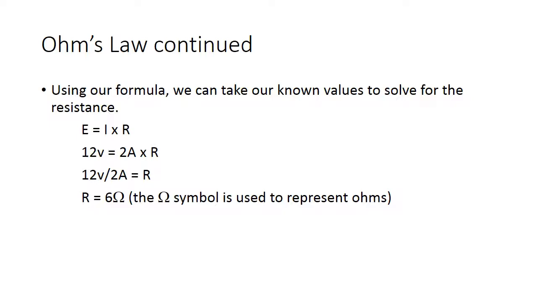What we have to do is rearrange the formula so that R is isolated on one side and the other values are on the other side. So I'm going to divide both sides of my equation by the 2 amps, and that gets the R by itself on one side of the equation. And when I do that, I wind up with 12 over 2, which if you just do the simple division equals 6. So we know that we have 6 ohms of resistance in this circuit that are presented by the load.